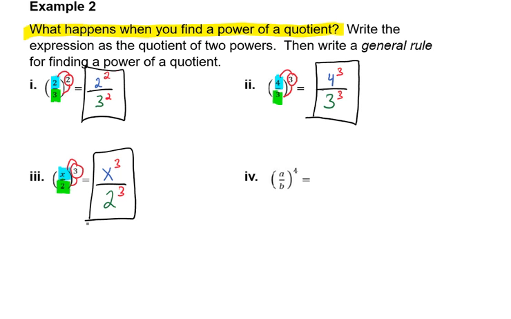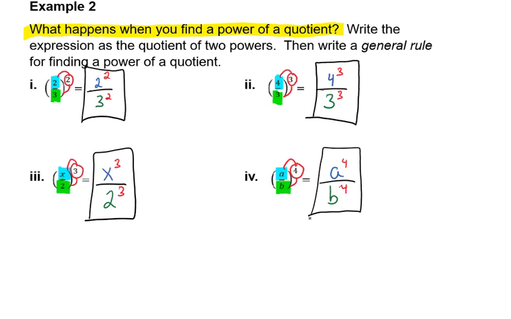I'm going to have you try number 4 on your own, which is a divided by b to the fourth power. So push pause, and then when you're done, push play, and let's see if you're right. So here, our a is considered a base, and our b is considered a base, and we'll take our exponent of 4 and distribute it to both our numerator and our denominator. So we'll have a to the fourth power divided by b to the fourth power, and that will be our final solution.